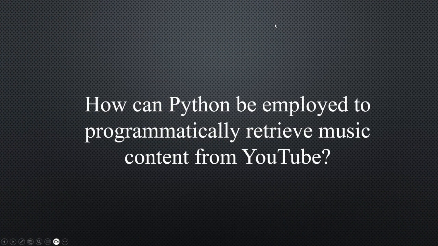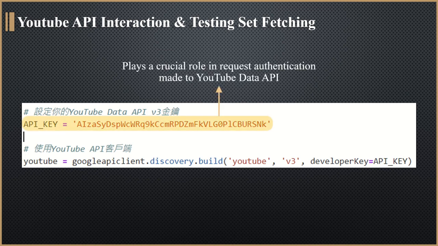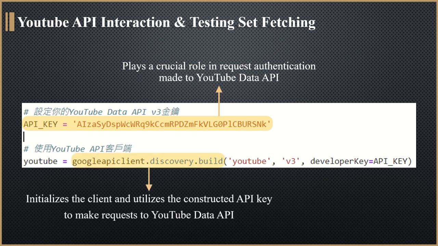Hello everyone. Here we are going to introduce how we employ Python to programmatically retrieve music content from YouTube. The code sets an API key variable, which is essential for authenticating requests made to the YouTube Data API. Let's initialize a client for the YouTube API using Google API Client Discovery build. This client is used to make requests to the YouTube Data API.